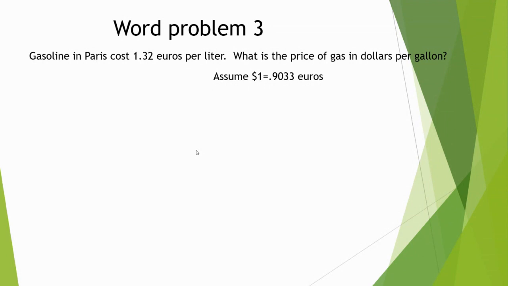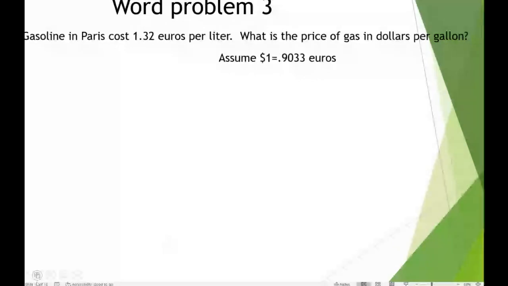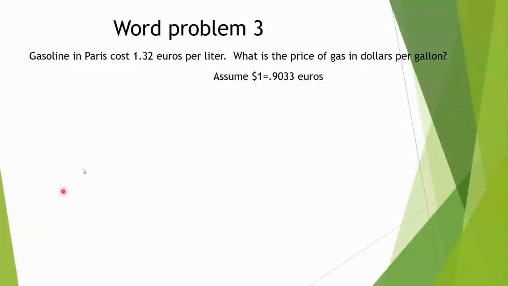Gasoline in Paris is costing €1.32 per liter. And we want to know what is the price of gas then in dollars per gallon. So this is all given. We want to know then what 1.32 euros per liter is. What they're asking is they want us to figure out what that is in dollars per gallon.